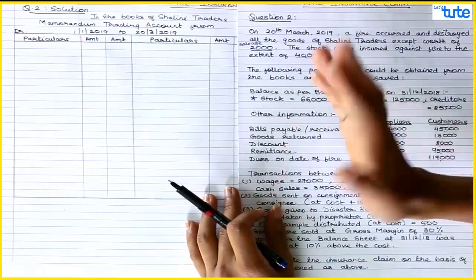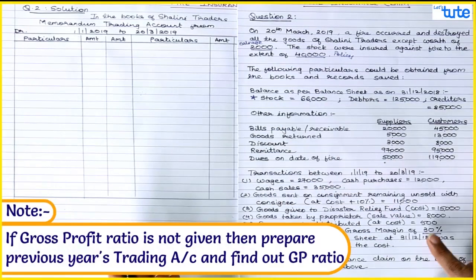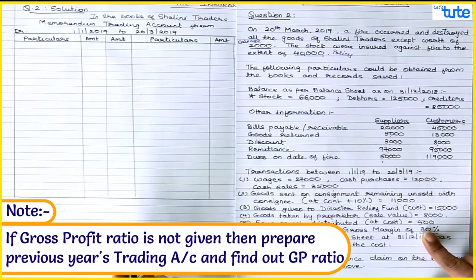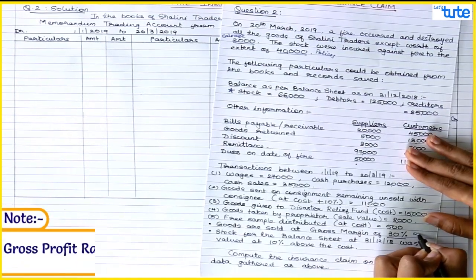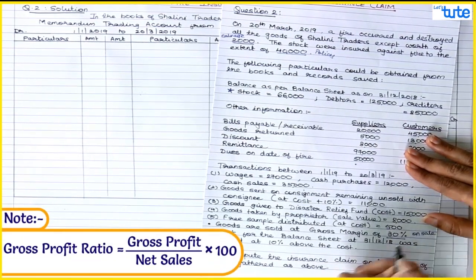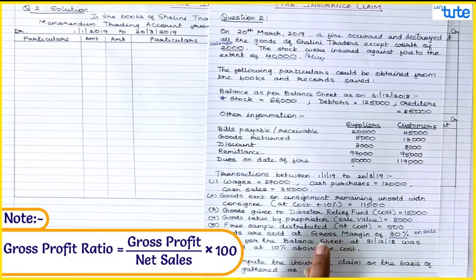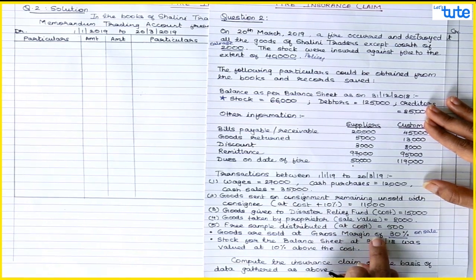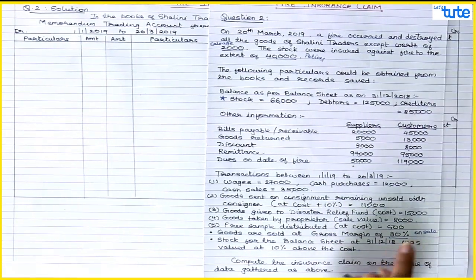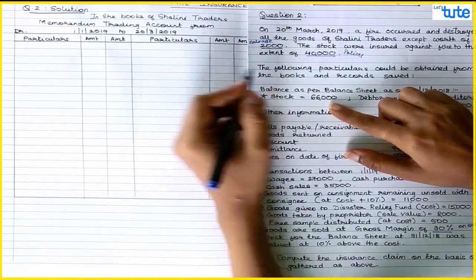First of all, we are not preparing previous year's trading because GP ratio is directly given. Again, in this GP ratio, this is 30%. If nothing specified, it is always on sales. Your formula for gross profit is gross profit upon sales into 100. So since gross margin is given as 30%, it is on sales. So starting with the first, opening stock.